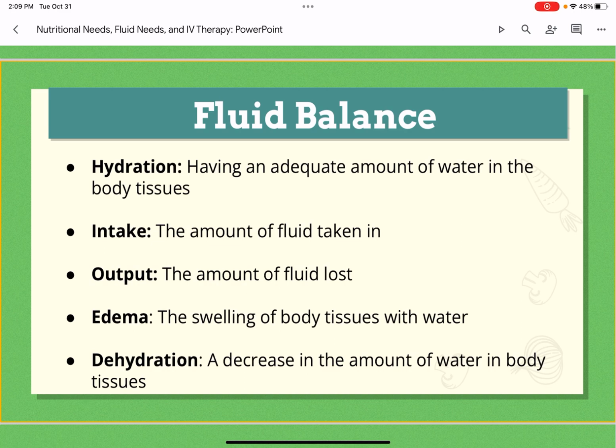Edema is the swelling of body tissues with water. Edema occurs when fluid intake exceeds fluid output. It is common in people with heart and kidney diseases. It often occurs in the legs, ankles, and feet. Liver disorders can cause swelling in the abdomen. Pulmonary edema is a severe form of edema affecting the lungs.